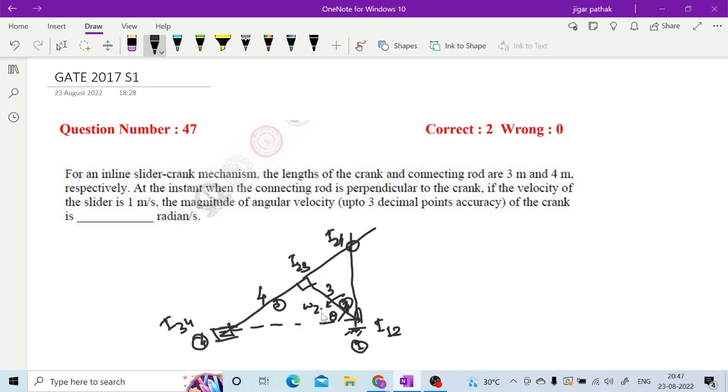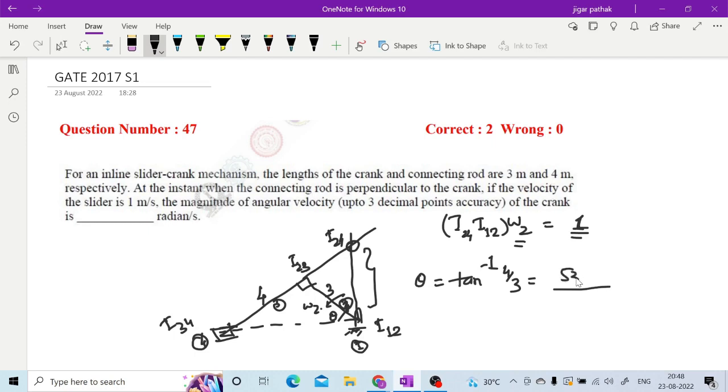Now here, why have I drawn this I24? Because I24 times I12, into omega 2, is the slider's linear velocity, which we calculated earlier, right? At that time we were given omega 2 and calculated this. Now you are given this and you need to calculate omega 2, which is nothing but the angular velocity of the crank. So you have to calculate the distance I12 to I24 from geometry. First calculate this theta: tan theta is 4/3, so theta is tan inverse 4/3, approximately 53 degrees, right? Then alpha you can have as 90 minus theta, right?